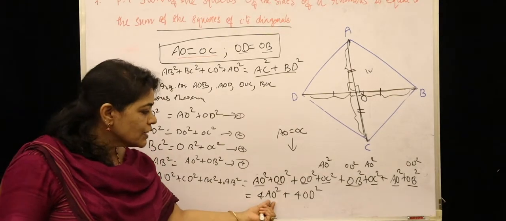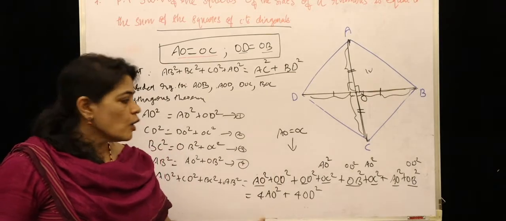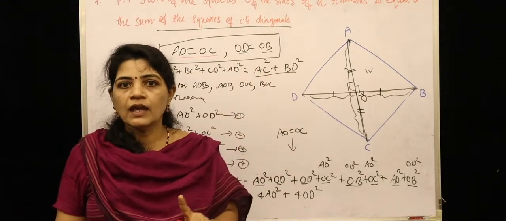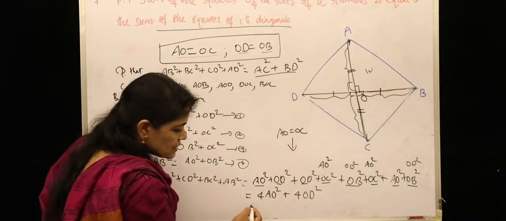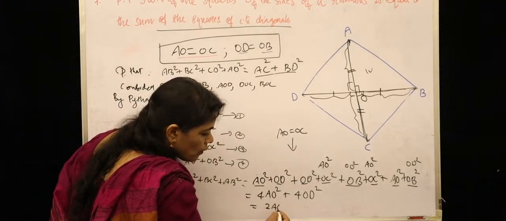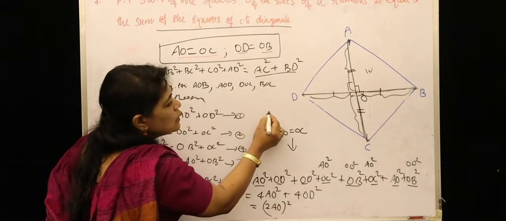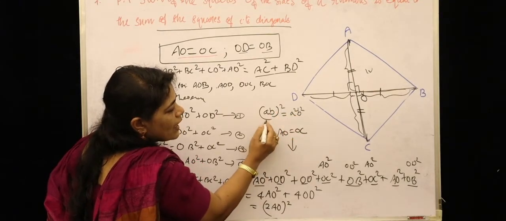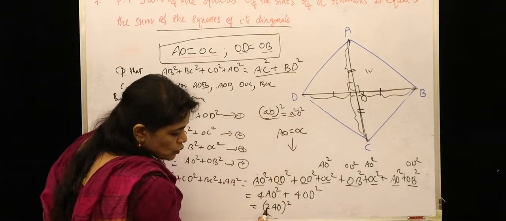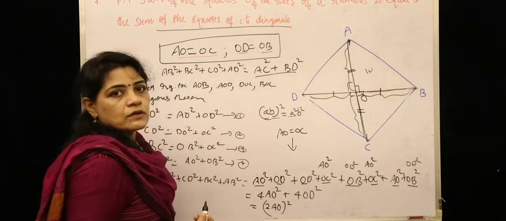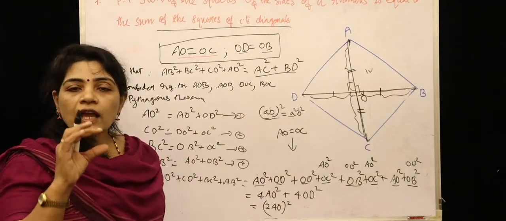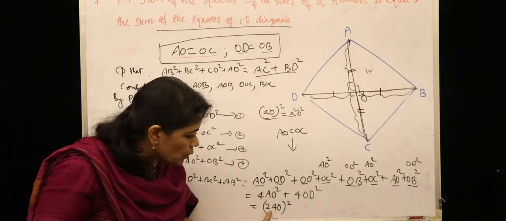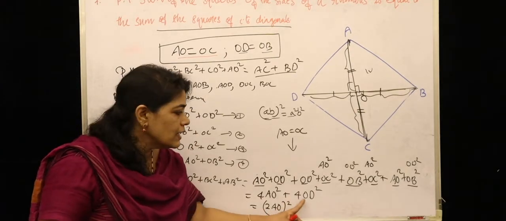But what is the answer here? It is not supposed to be in terms of AO square and OD square. Okay, how should this 4 AO square reduce into AC square? For that, children, can you write this as 2AO whole square? Because as I told, AB whole square is A square B square, isn't it? So if you square this, 2 square is 4, AO square is AO square. So this is a very important step. 4AO square should be rewritten as 2AO whole square. Why? Because in the next step we should get AC. We have to replace AO and OD.